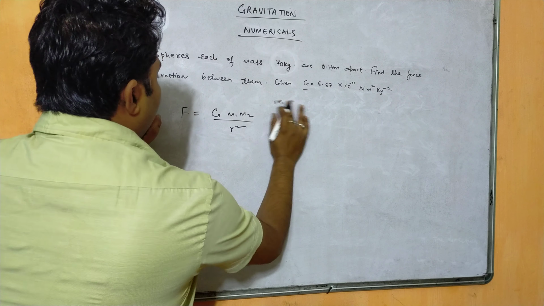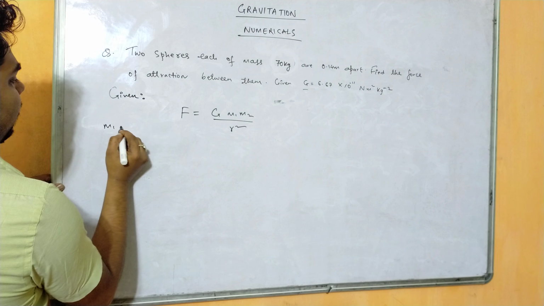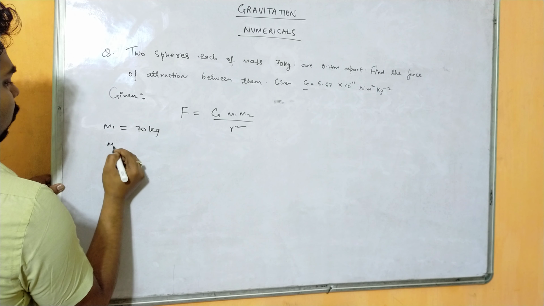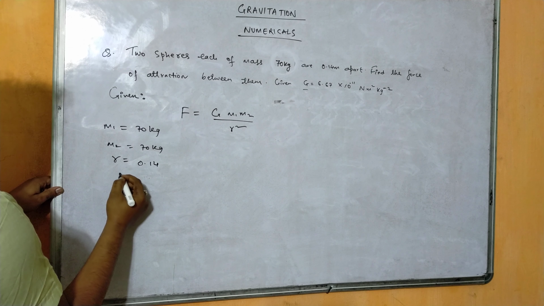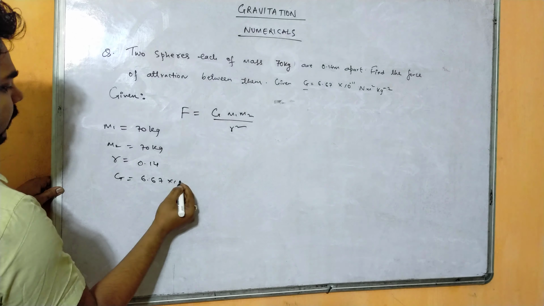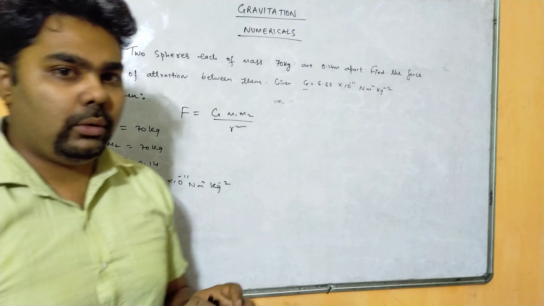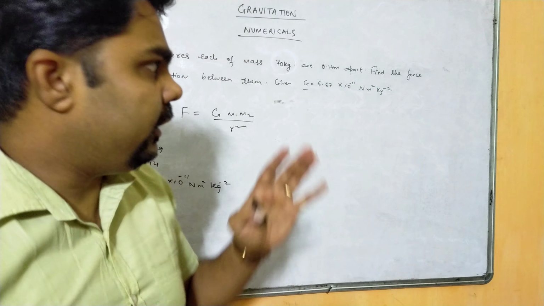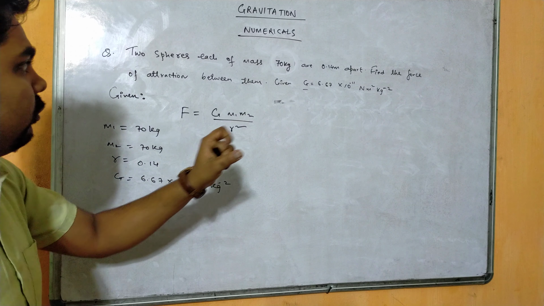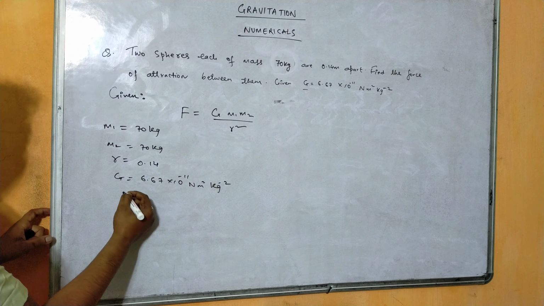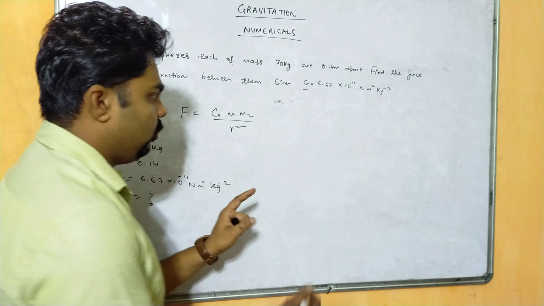We'll be writing here "given", and one by one we will note it down. M1 equals 70 kg, M2 is also 70 kg, R is given as 0.14, and capital G value is given as 6.67 into 10 to the power minus 11 Newton meter square per kg to the power minus 2. Whenever you are solving any numerical, you will read out the question and first write what is mentioned in it, and you will also note what you have to find. Find the force of attraction, that means capital F we have to find, F equals question mark. Now one by one we will substitute all the values in the formula.